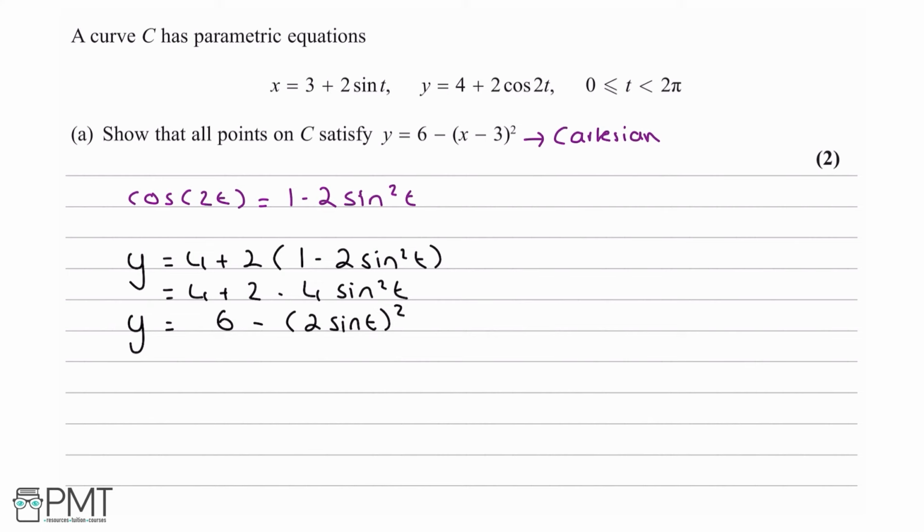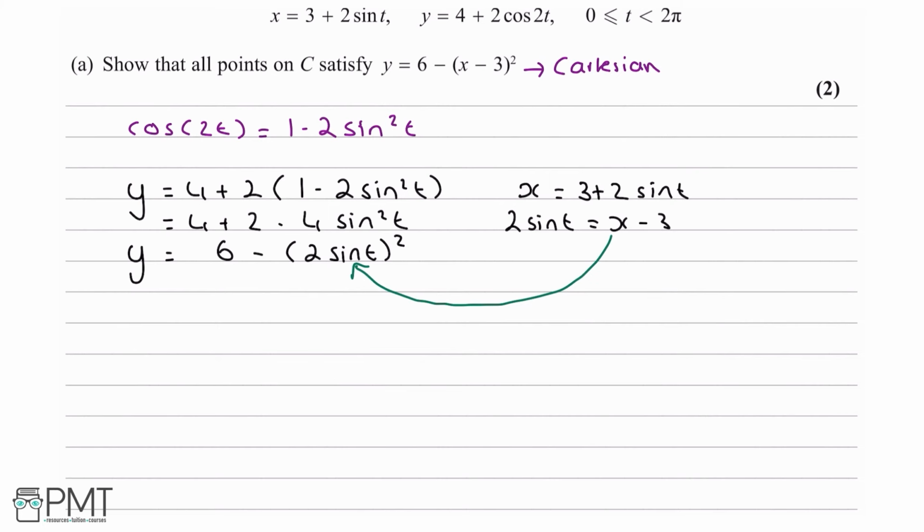Now we're going to take our x parametric equation and rearrange it. Since x equals 3 plus 2 sine t, it means that 2 sine t equals x minus 3. So all we need to do is plug in our expression for 2 sine t into our y. Therefore, y equals 6 minus (x minus 3) squared. This is what we needed, so we write as required.